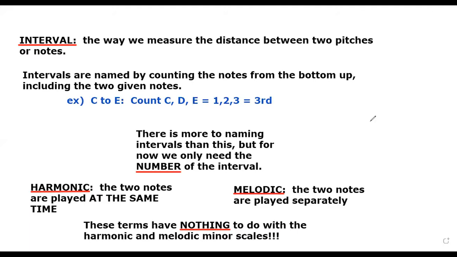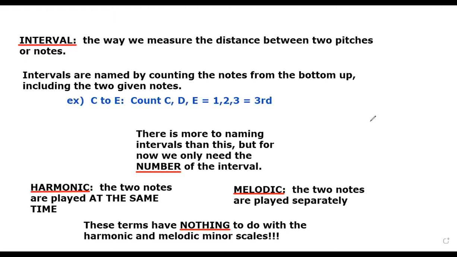Intervals are named by counting the notes from the bottom up, including the two notes that are given. And we assign that a number. So if I asked you, what is the interval of C to E? You would count C, D, E. That's three pitches, 1, 2, 3. So the interval of C to E is a third. Okay, so you just count up how many notes are in between, including the two that they gave you. And however many that is, that's the number it is. Easy. There is more, like I've said before, to naming intervals. But for this lesson, all you need is the number.